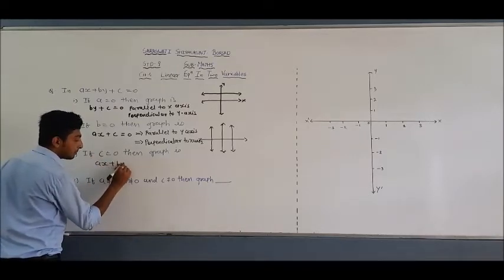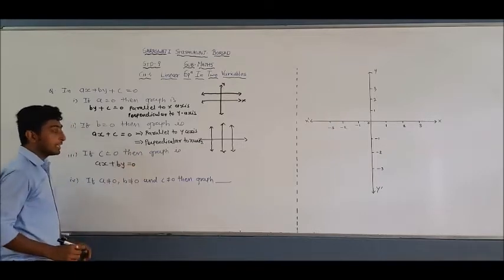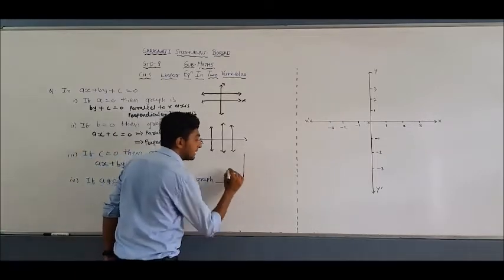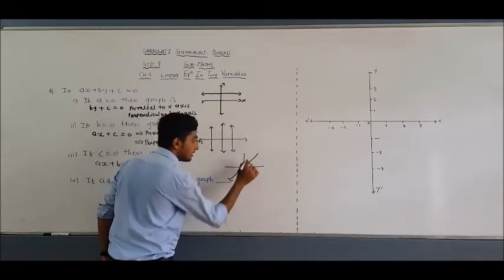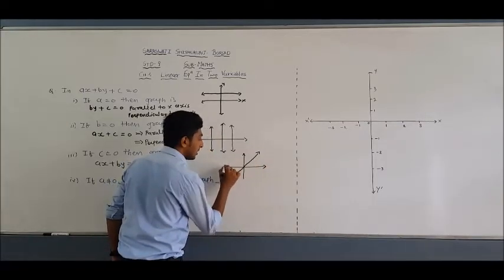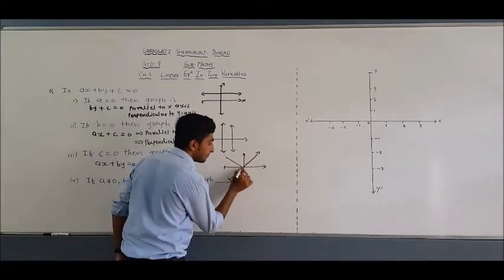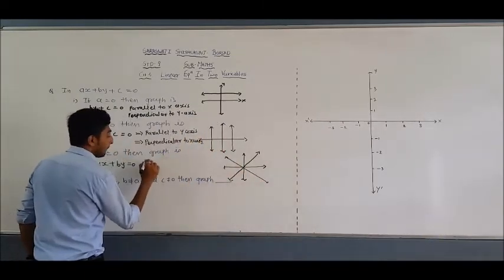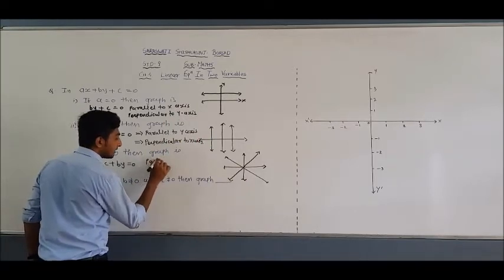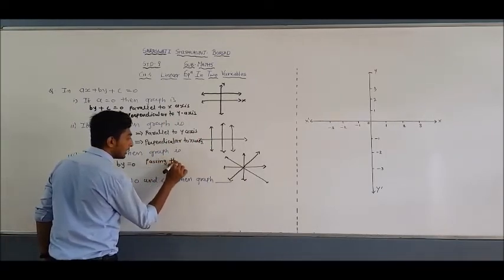Another case: if c equals 0, so your standard form will be ax plus by equals 0, then the graph will always pass through the origin. That means like this or this. So the graph is passing through the origin.